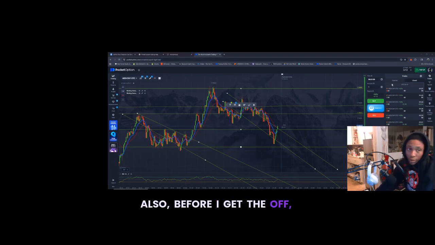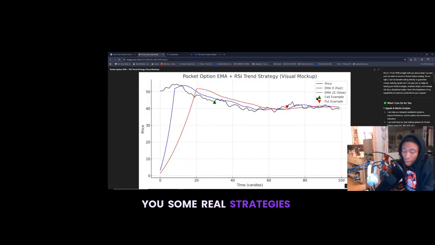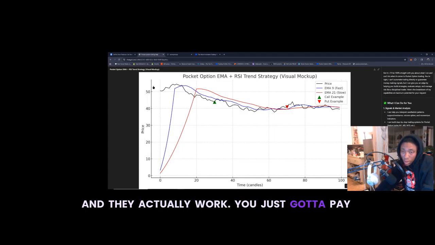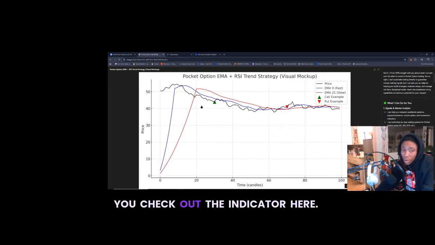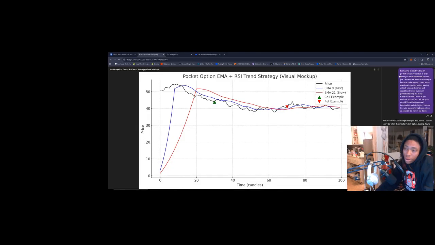Also, before I get off, you can actually program ChatGPT to give you some real strategies, and they actually work. You just gotta pay attention. If you've got 2 screens, you can check out the indicator here, pay attention to the trend. Boom, you can see this slight dip here. Dip. Pattern within a pattern. It's telling you to buy here. You'll make it. Or possibly. It's telling you to buy here when this indicator is right here. So it'll give you a whole blueprint.